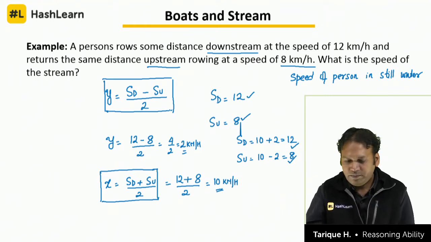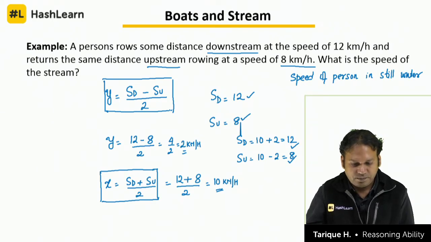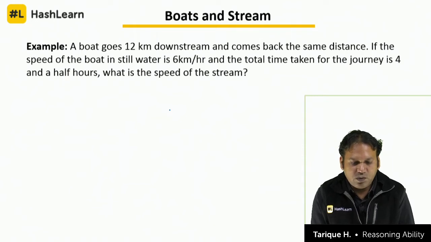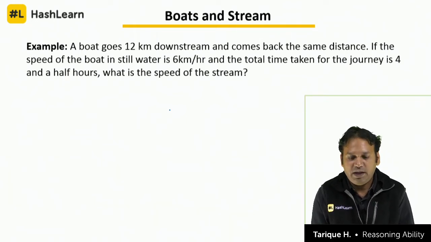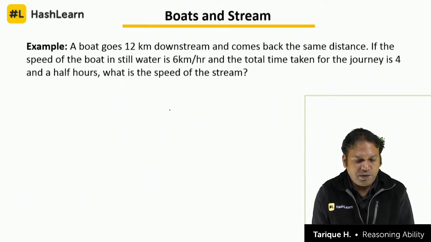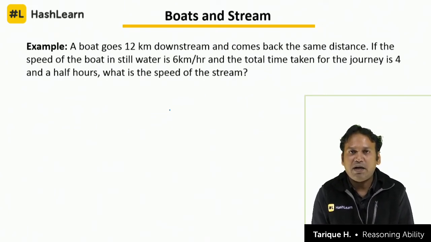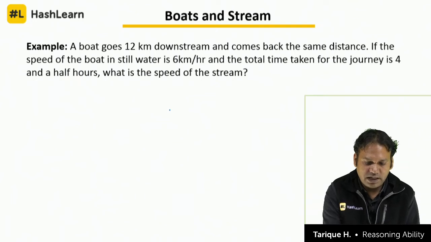Okay. Now we will take the next question here. A boat goes 12 kilometers downstream and comes back the same direction. If the speed of the boat in still water is 6 kilometers per hour and total time taken for the journey is 4.5 hours, what is the speed of the stream? Let's understand this question here.